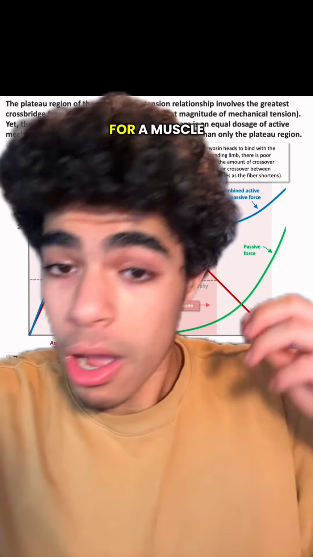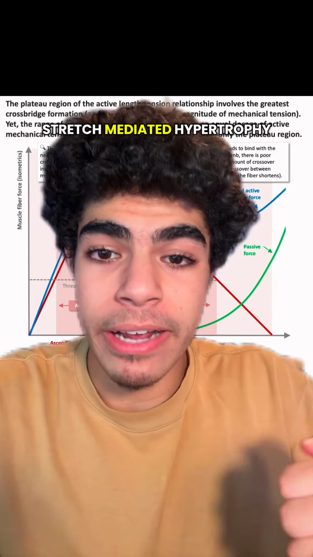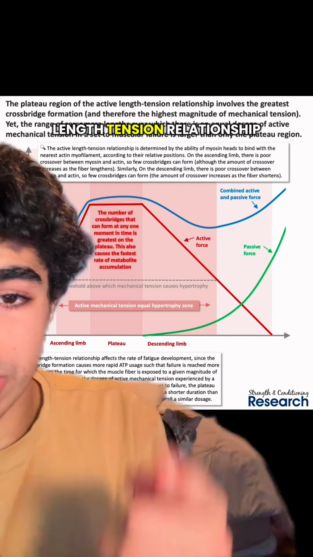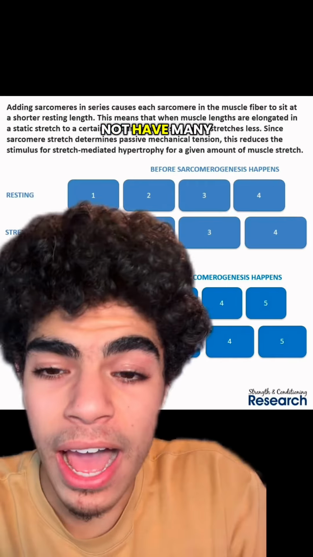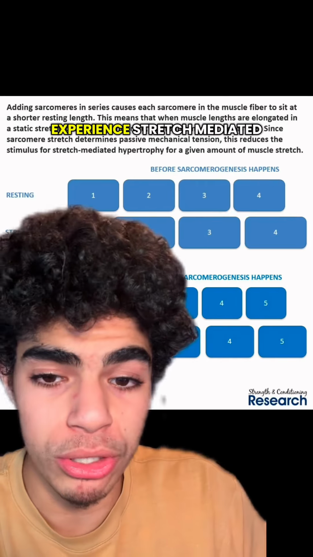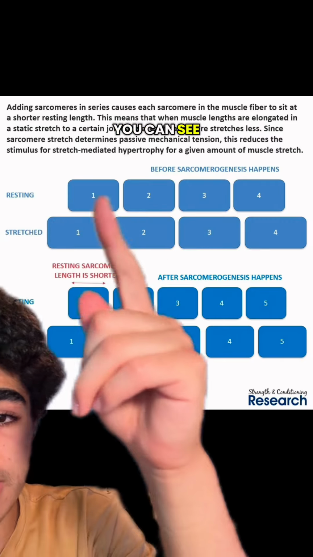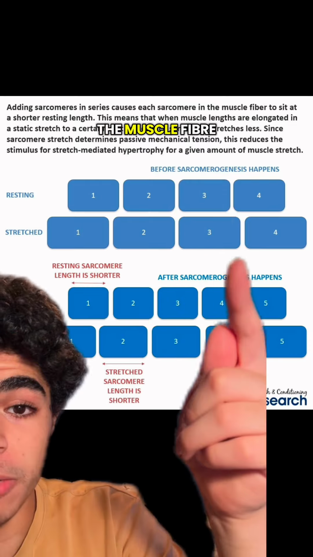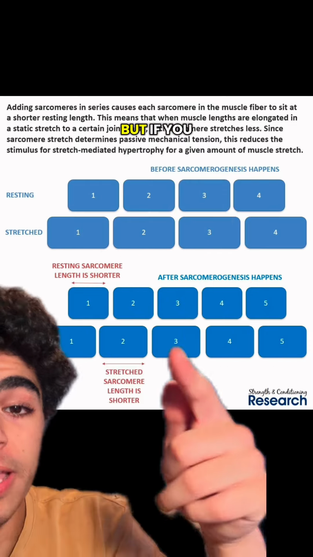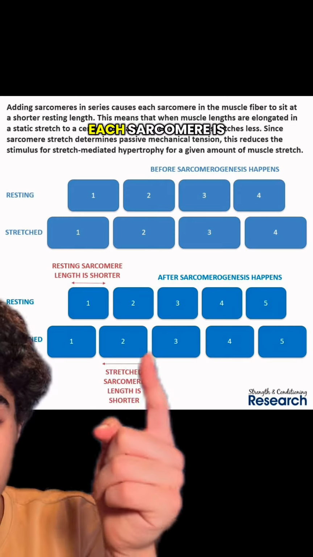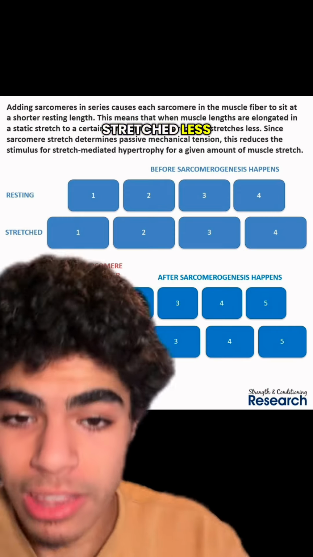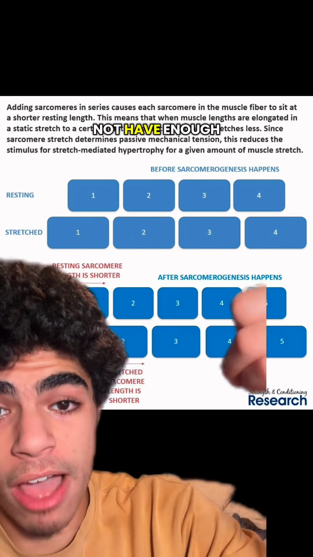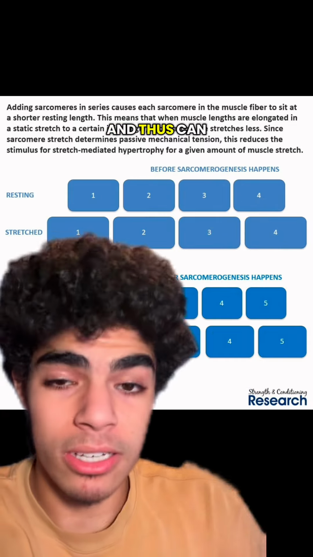And in order for a muscle fiber to experience stretch-mediated hypertrophy, it must be on the descending limb of the length-tension relationship. The reason why a muscle must not have many sarcomeres in a series in order to experience stretch-mediated hypertrophy is because, as you can see here, this is a muscle fiber with fewer sarcomeres in a series. When we stretch the muscle fiber, each sarcomere is stretched more, but if we have more sarcomeres in a series, each sarcomere is going to be stretched less. So a muscle being on the descending limb of the length-tension relationship basically tells us that it does not have enough sarcomeres in a series and thus can experience it.